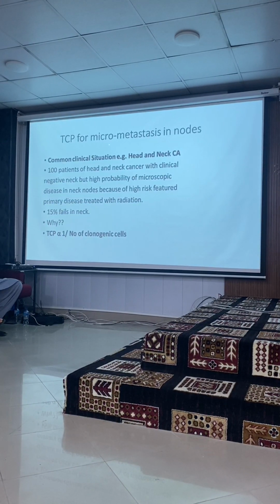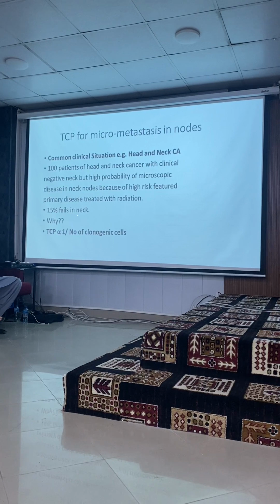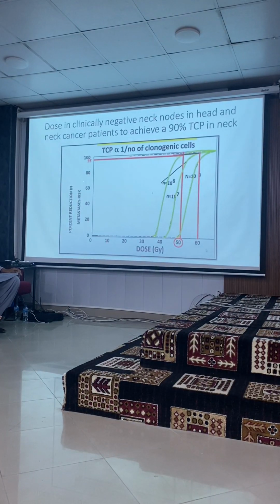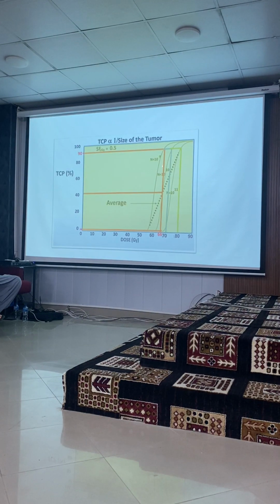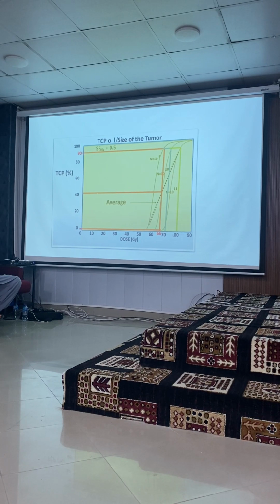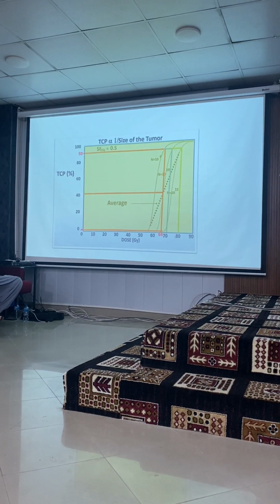And again, the tumor control probability for microscopic metastasis: if 100 patients are treated, we get a 15% failure. The reason is simply the number of clonogenic cells, or initially the size of the tumor. We know that the bigger the size of the tumor, the more tumor cells there will be, and the higher the logarithmic dose needed will be.